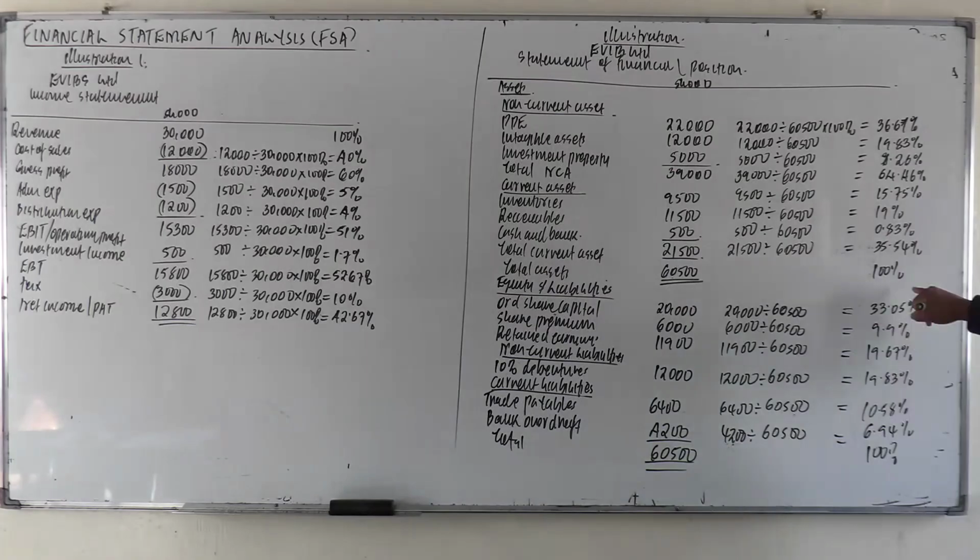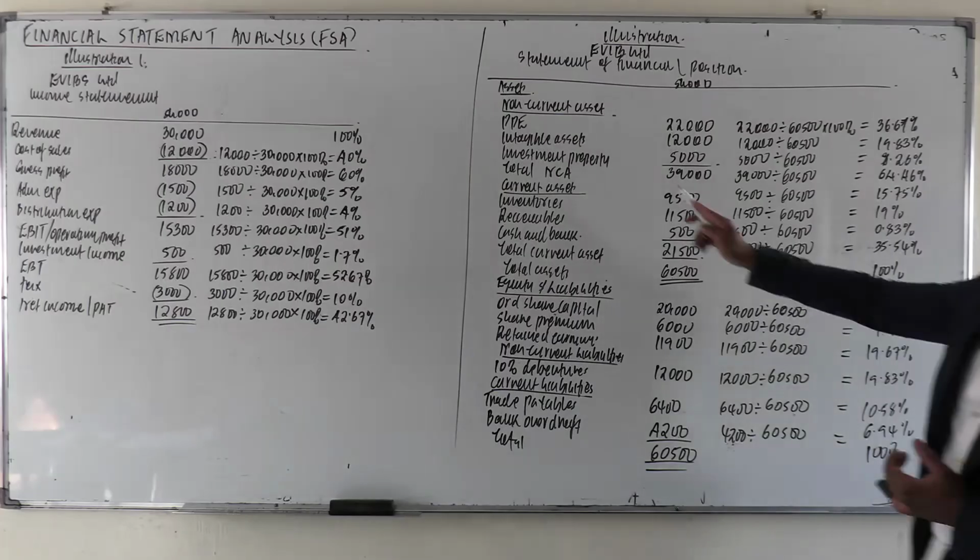So now that's the vertical statement of financial position, whereby holding the total asset as the base value, which is 100%. What does it mean? It means that the property, plant, and equipment represent 36.67% of our total investment. Note that the total asset is the same as the total investment. So of all the total investment, that 36.67% is made up of PPE.